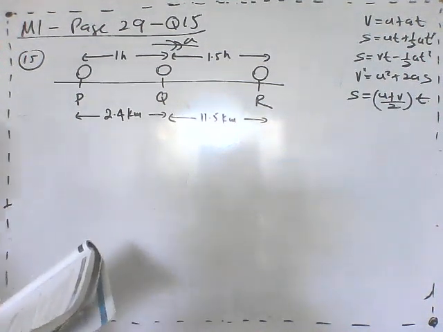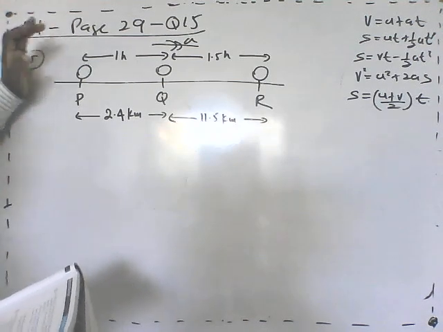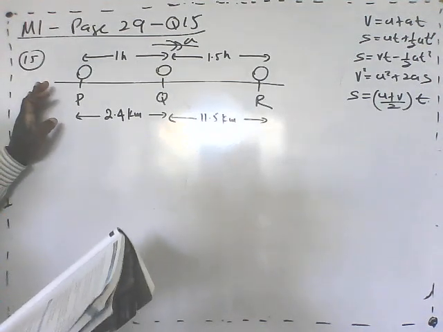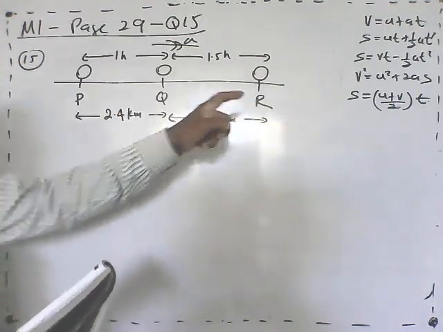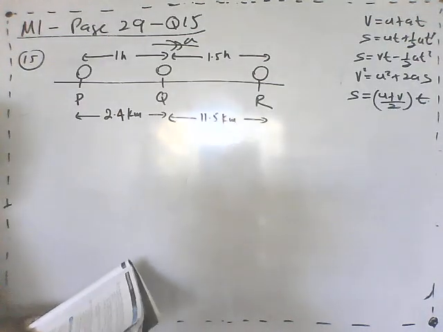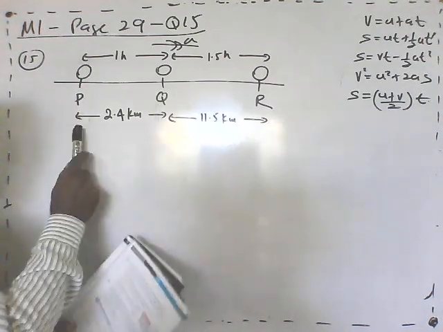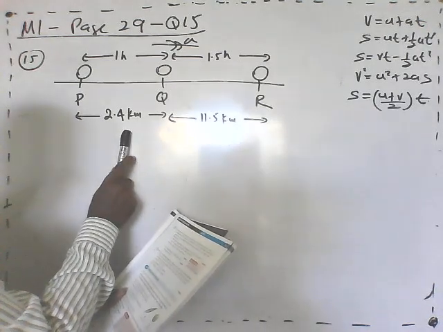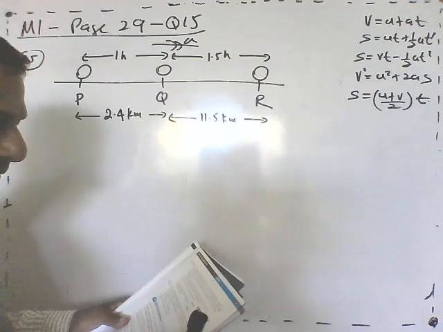Okay, we'll do the 15th question. This is on page 29, right? So it says a competitor runs in a straight line, passing 3 points P, Q, R, right? And they have given the distance of PQ as 2.4 kilometers, and QR 11.5 kilometers.